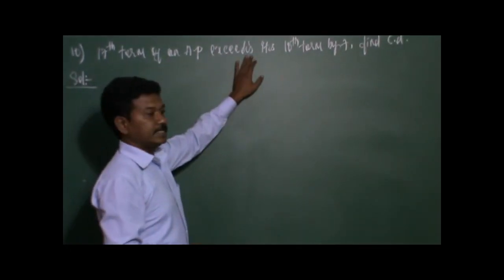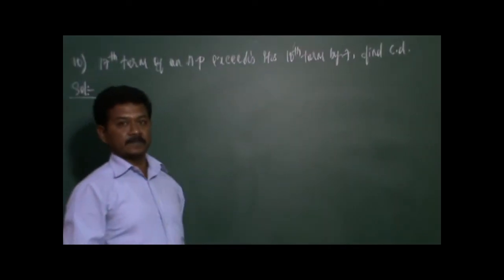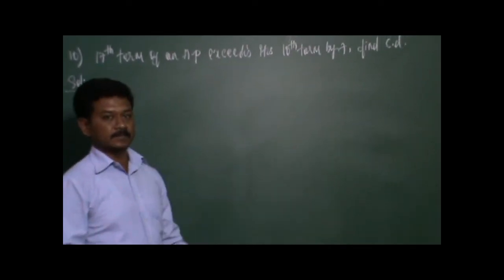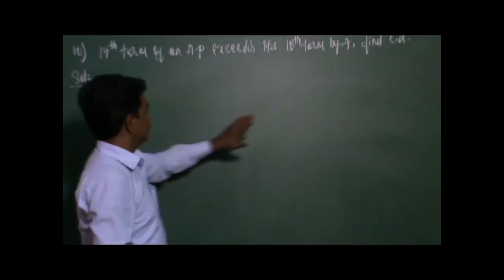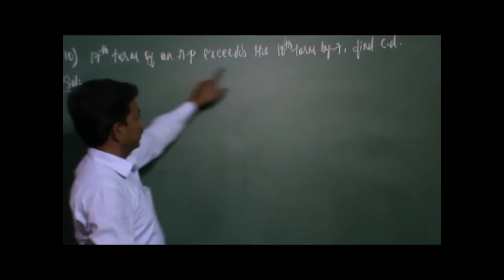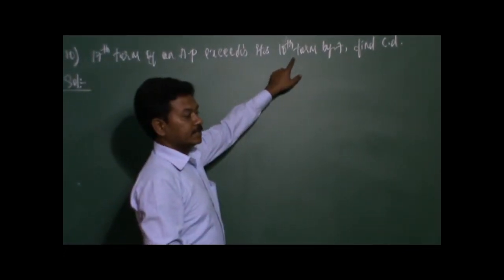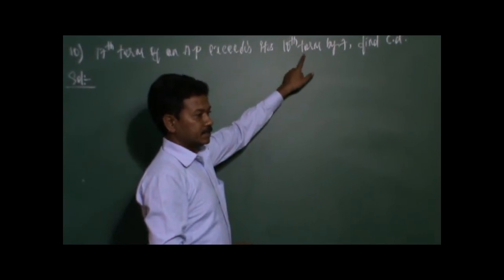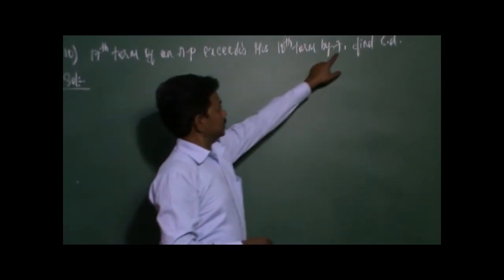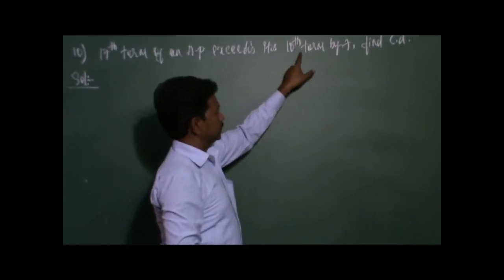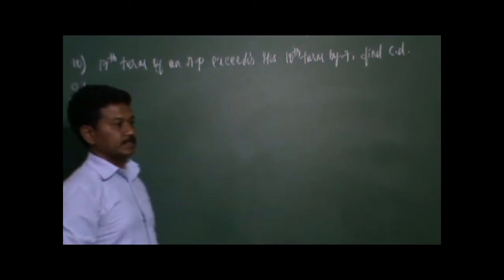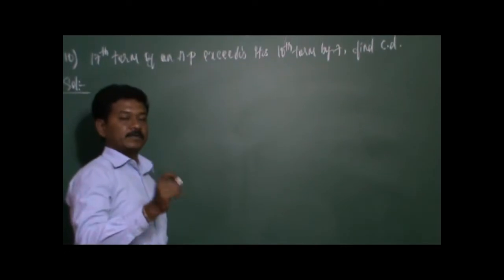So once again, 17th term of an AP exceeds its 10th term by 7. What is the meaning of exceeds? It is more than, additional, more than, that's the meaning. In the sense, 17th term when compared to the 10th term, it is 7 more than the 10th term. So in this sequence, find the common difference. If that is the relationship between the 17th term and 10th term, find the common difference of that AP. That's a very simple question.